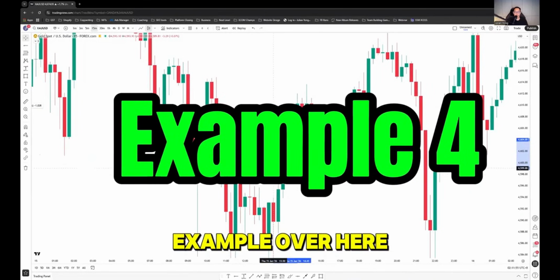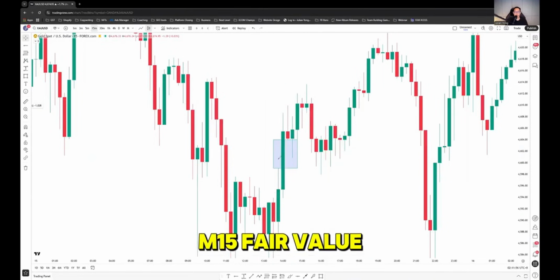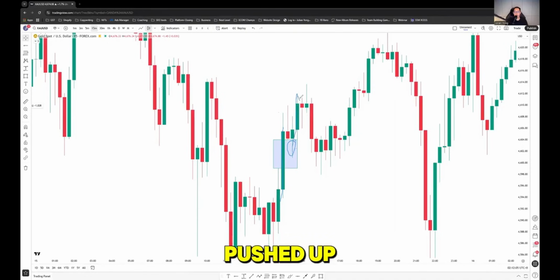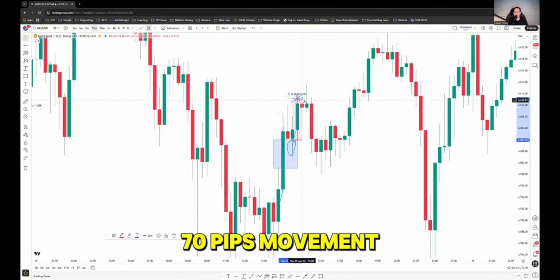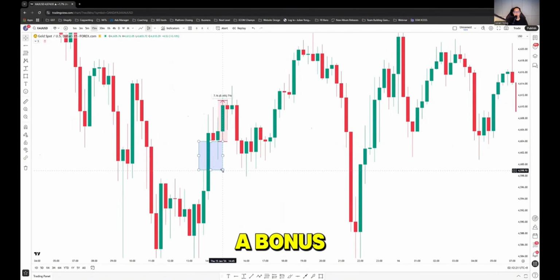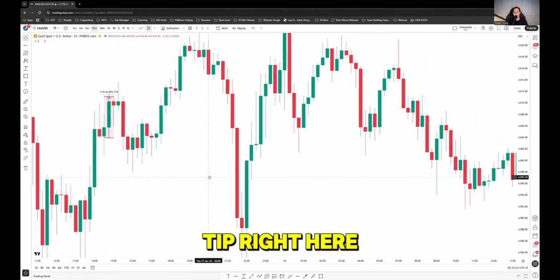Let me give you one more example. Over here, there's an M15 fair value gap. Price pushed above this. When did the price tap into the fair value gap? This candle right here, tap into it, pushed up. How many pips is this? Let's take a look. 70 pips movement. There you go. Now let me give you a bonus tip right here.